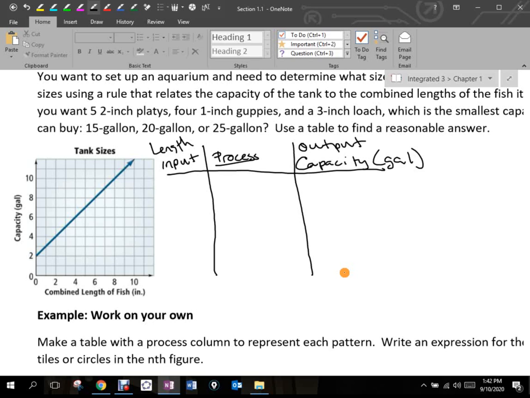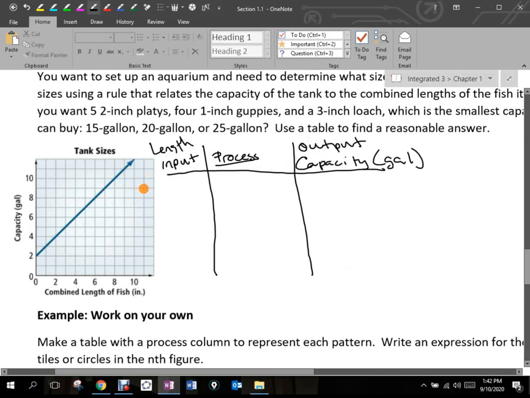Does that make sense? If it was a bigger graph, then I could just go over and up and say, right there, I got this many inches, this is how many gallons I need, okay? We can't do that yet. So what we need to do is take the information that is in the graph and convert it over here. So our input is the combined length.